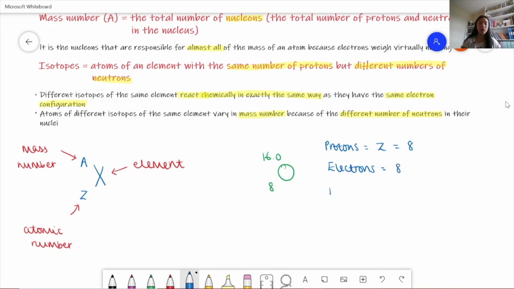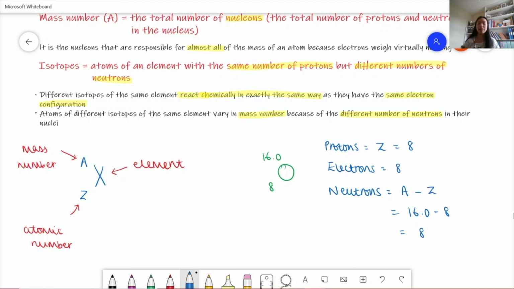And then for the number of neutrons, we need to use the fact that the mass number is the total number of nucleons. So adding protons and neutrons together. And so that means the number of neutrons must be the mass number, which is A, and then minus Z. So it must be 16 minus 8, which is equal to 8. So we must have 8 of each of these subatomic particles in an atom of oxygen.